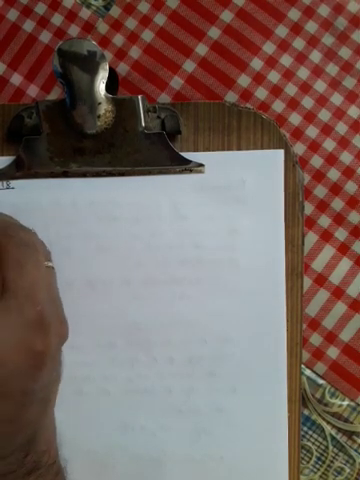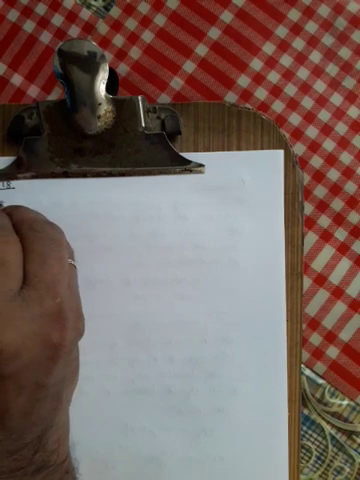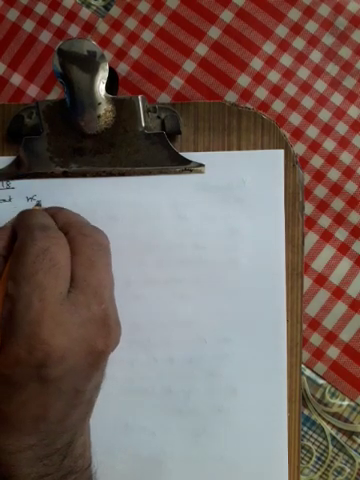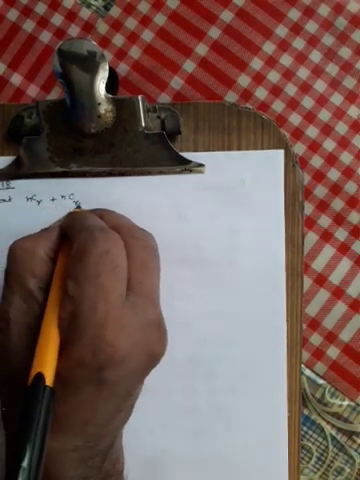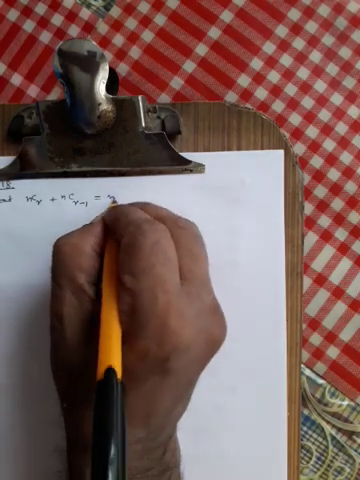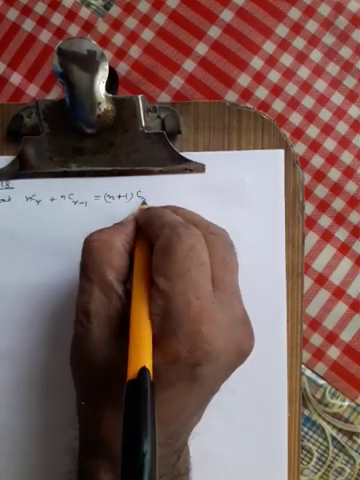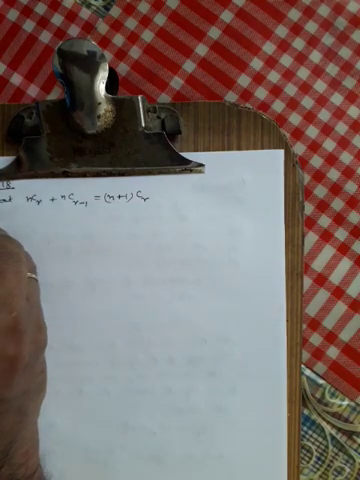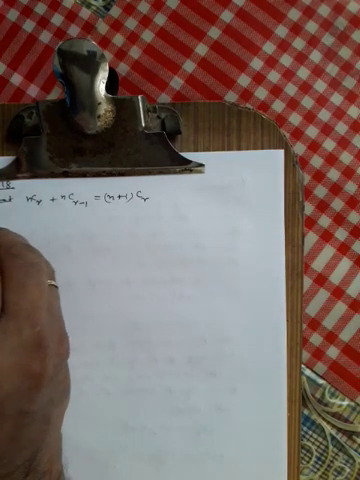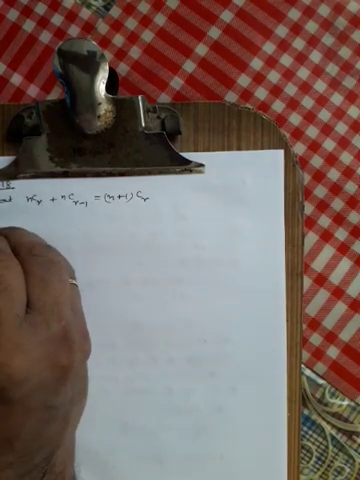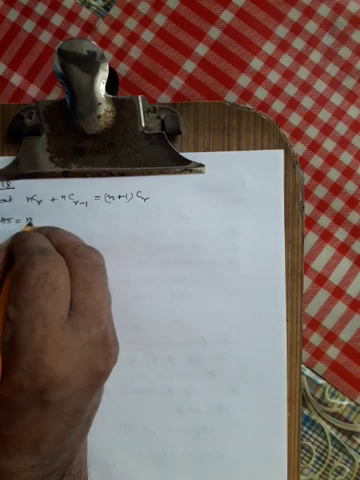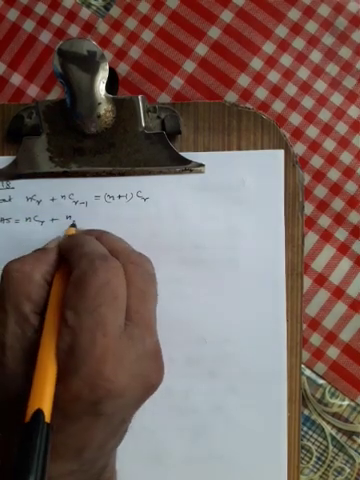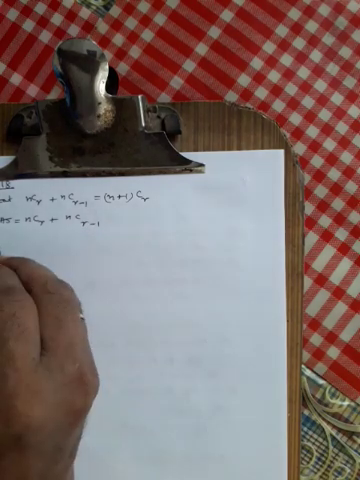Video 18. Prove that nCr plus nC(r minus 1) equals (n plus 1)Cr. Proof. So what is our LHS? Left hand side is nCr plus nC(r minus 1).